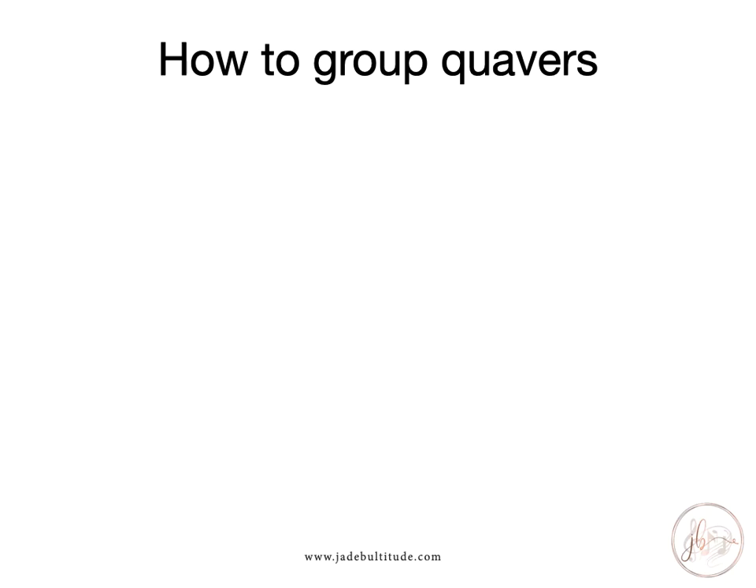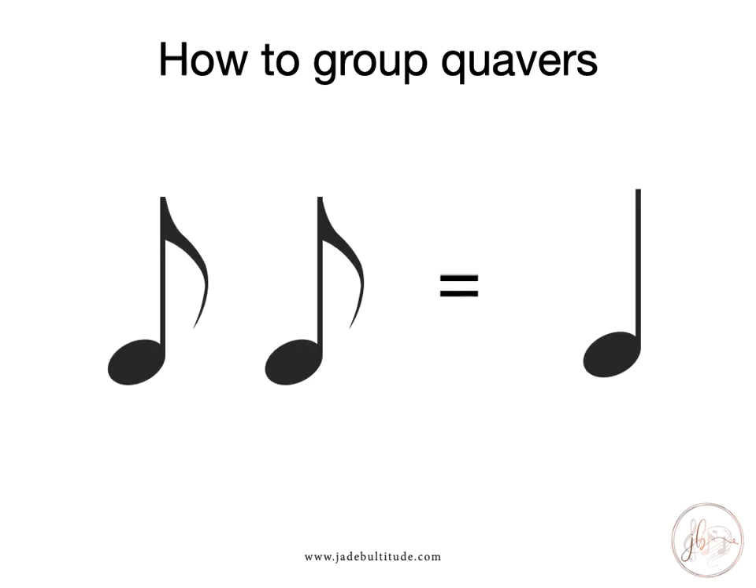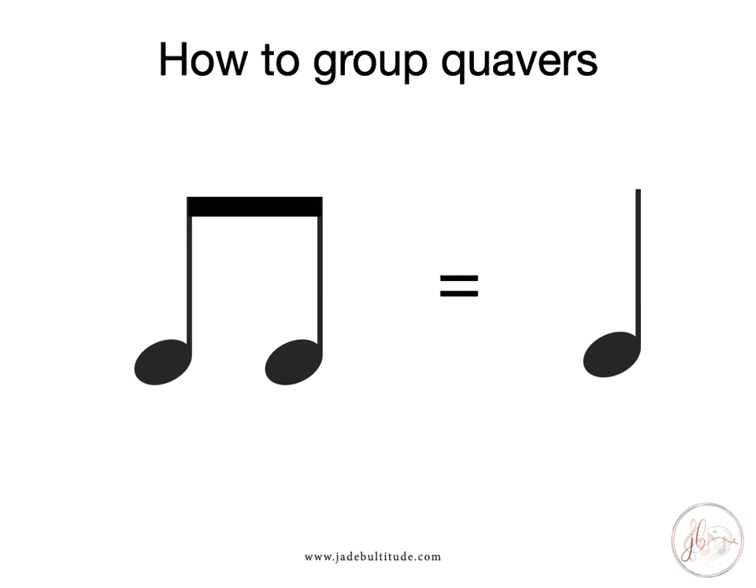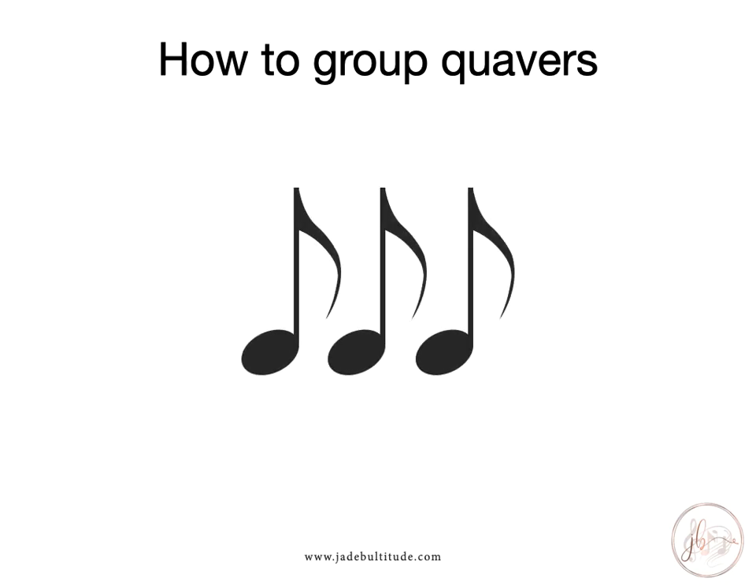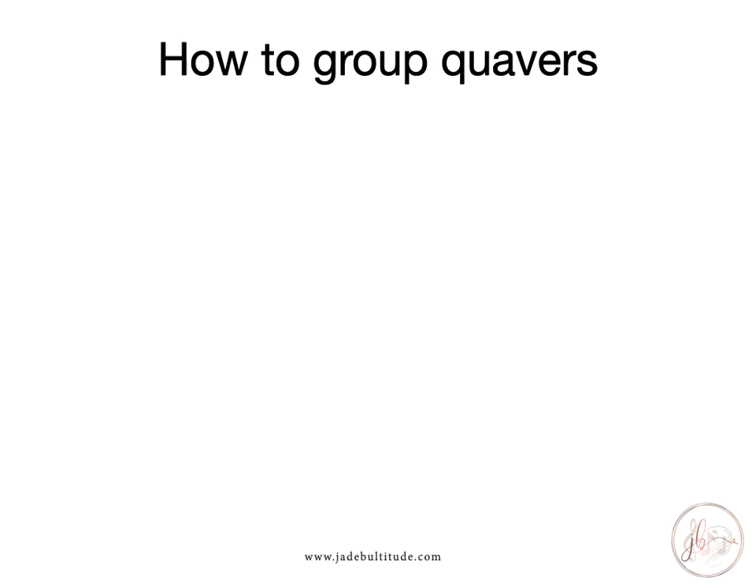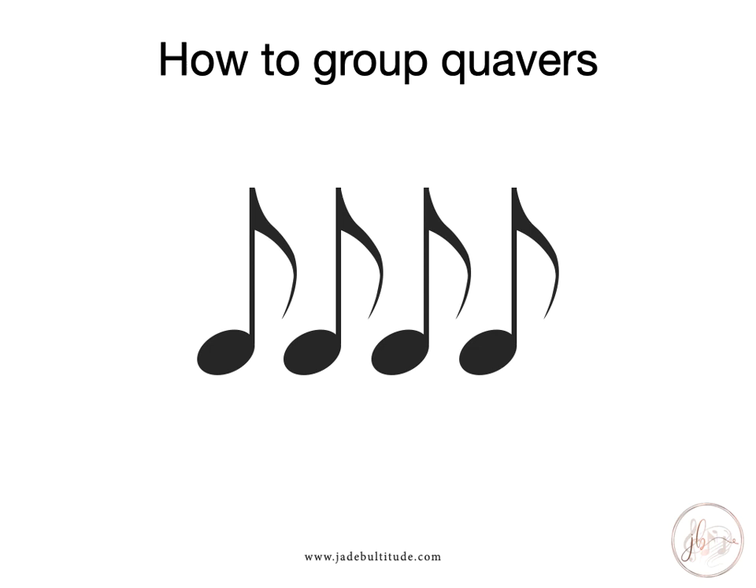Now we need to talk about how to group quavers. Our quavers have tails. Now if we had these all over our music, it would be very hard to read. So there is an easier way to represent this on our music. Let's take a look. As you can see here, the tails have been joined at the top. We can also do this with 3 quavers. And also with 4 quavers.